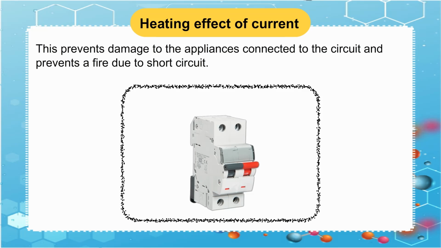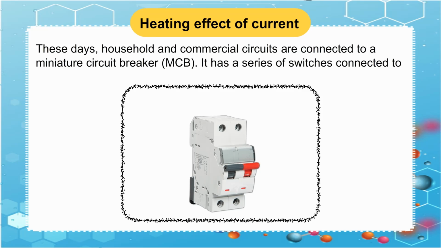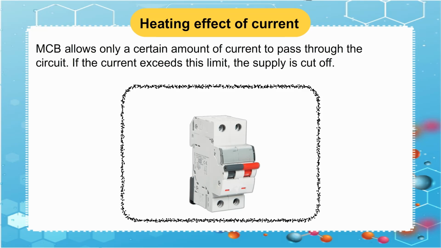short circuit. These days, household and commercial circuits are connected to a miniature circuit breaker, MCB. It has a series of switches connected to different circuits in the house. MCB allows only a certain amount of current to pass through the circuit. If the current exceeds this limit, the supply is cut off.